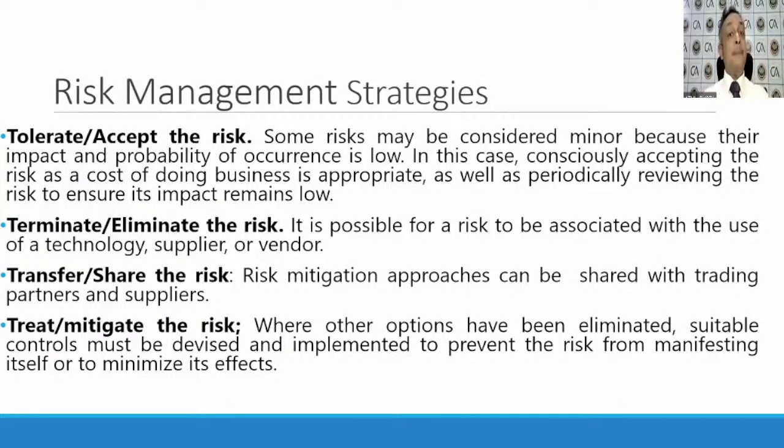Mitigate. That is, you mitigate the risk by putting internal controls in place. So accept the risk, eliminate the risk, share the risk, or mitigate the risk. These are the 4 risk management strategies. Based on the purpose and intent, an entity may accept that risk, or an entity may eliminate the risk. So suppose the path is difficult, you don't go there.